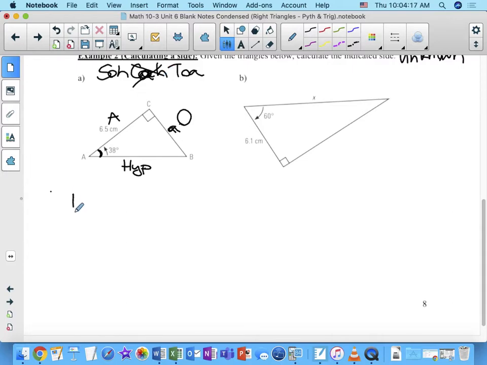Okay, so tangent theta equals opposite over adjacent. Okay, now I'm going to fill in what I know. Do I know the angle? Yeah, what's the angle in this case? 38 degrees. So tangent of 38 degrees equals. Do I know the opposite side? Do I know what the opposite side is? No, that's A. That's the one I'm looking for. Do I know the adjacent side?